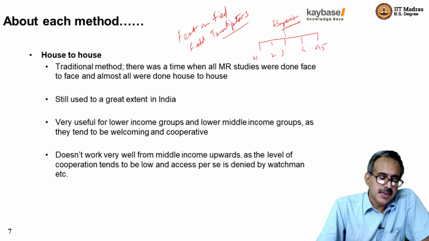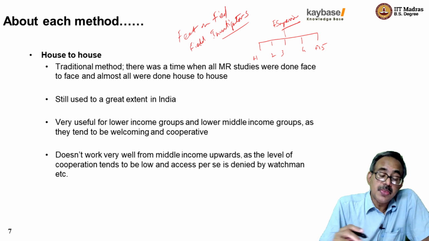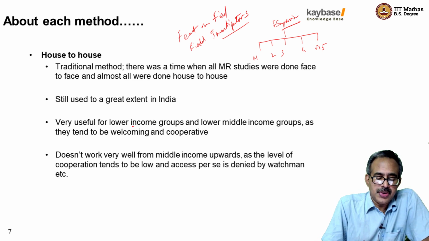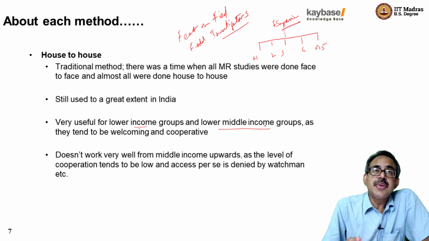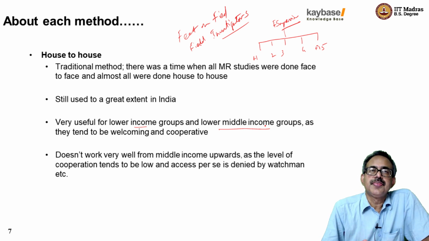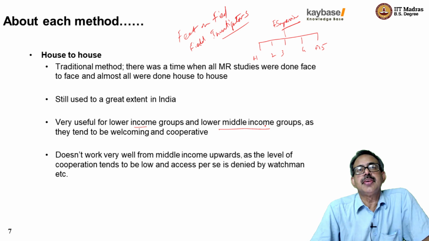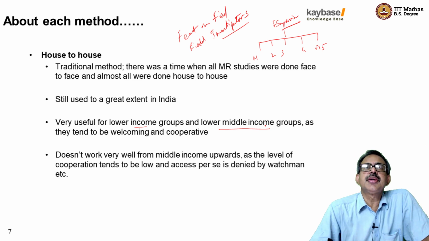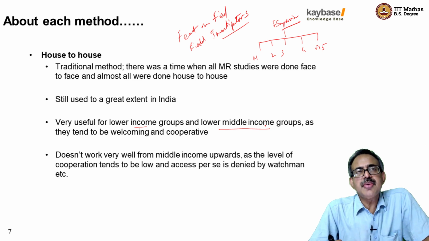This technique still works very well for the lower income group households and for the lower middle income group. These kinds of income groups are still very welcoming to a stranger. Somebody comes home, knocks on the door, they don't set a dog on the stranger, right? They don't say, what are you doing disturbing my privacy? They actually open the door and say, yes, what is it about? Oh, you've come for a survey. Okay, cool. Why don't you sit down?